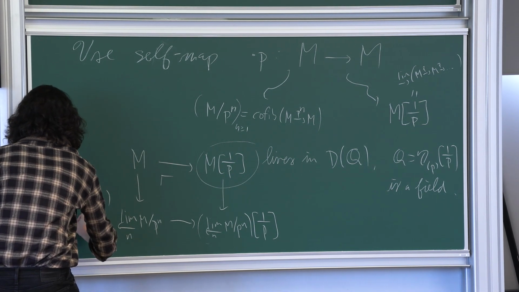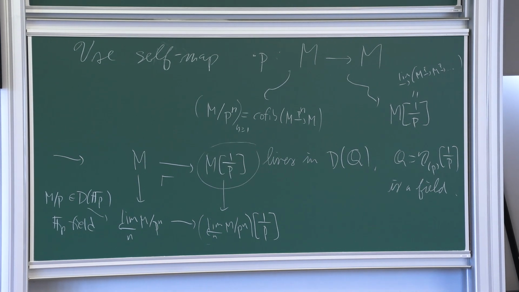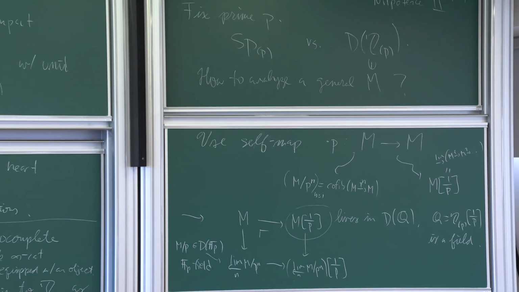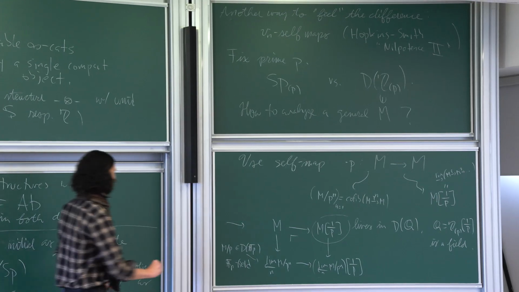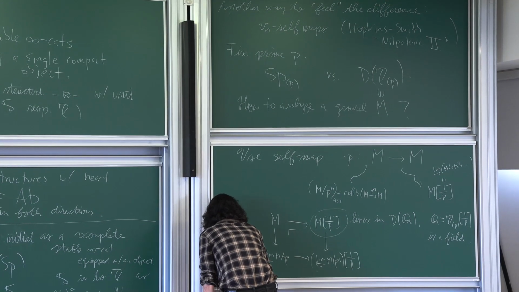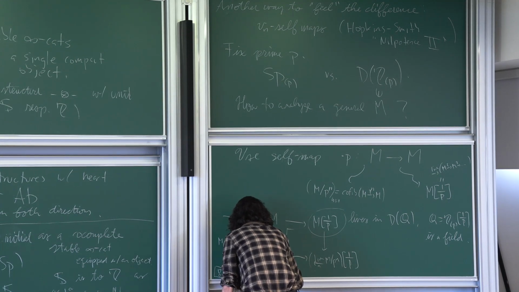And more generally, M mod p to the n belongs to just a nilpotent thickening of a field. So not too hard to analyze. It's not fully faithful now. You're correct. It's not fully faithful.